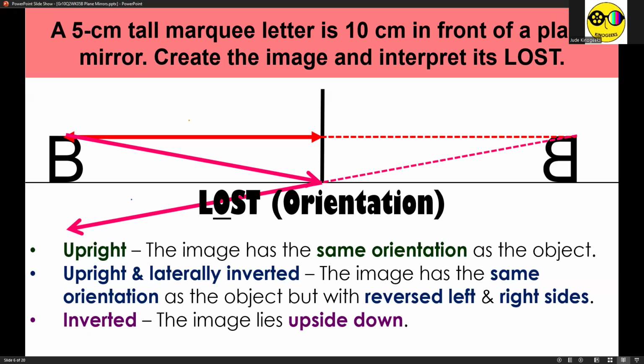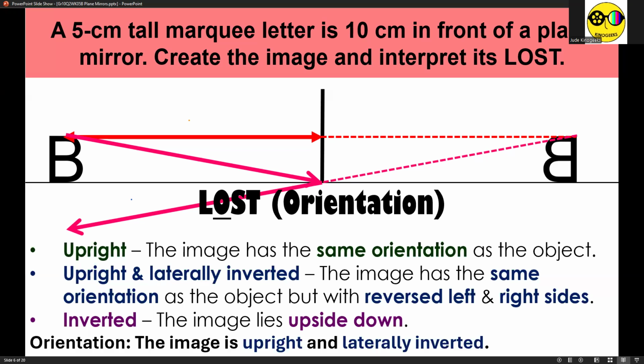So in this case, with letter B, no, it may look inverted or written upside down, but it is actually upright and laterally inverted. Remember, because the point of intersection is at the top of the optical axis. Therefore, this is considered upright and laterally inverted. And you can also see wherein its left and right sides compared to the object are already reversed.